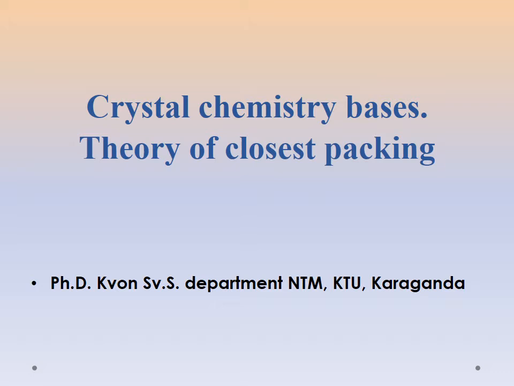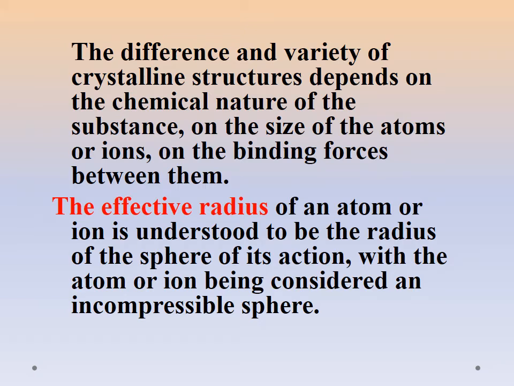Today we will talk about the theory of the closest packing. The difference in the variety of crystalline structures depends on the chemical nature of the substances, on the size of the atoms or ions, and on the binding forces between them. The effective radius of an atom or ion is understood to be the radius of the sphere of its action, with the atom or ion being considered as an incompressible sphere.